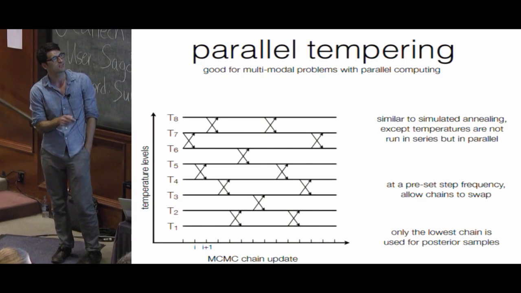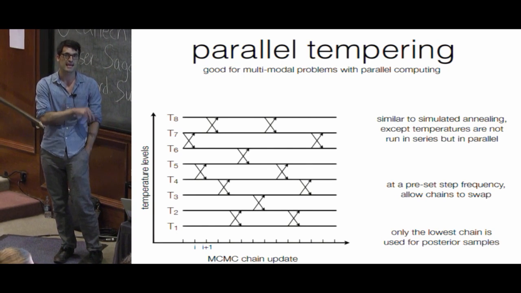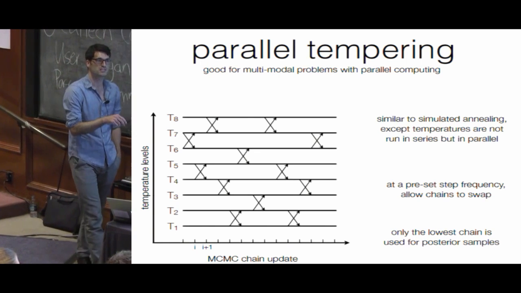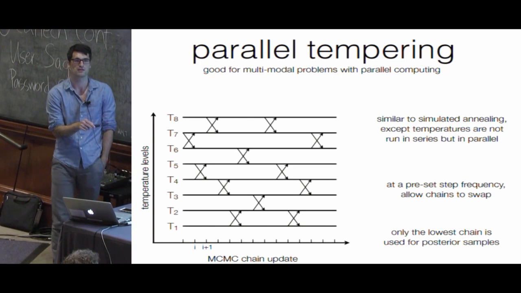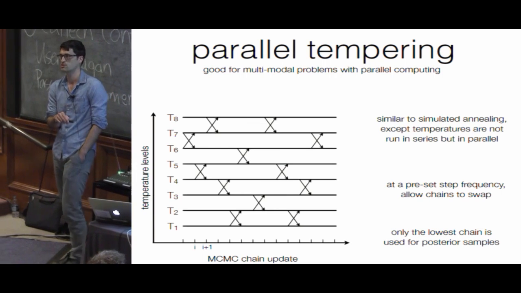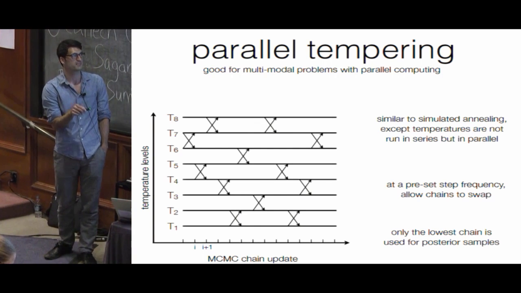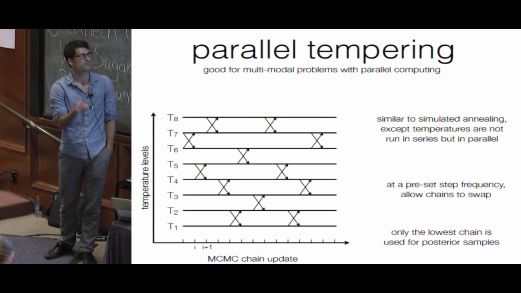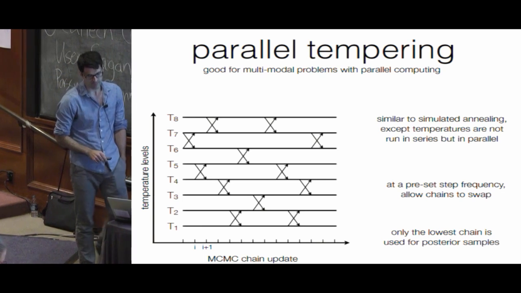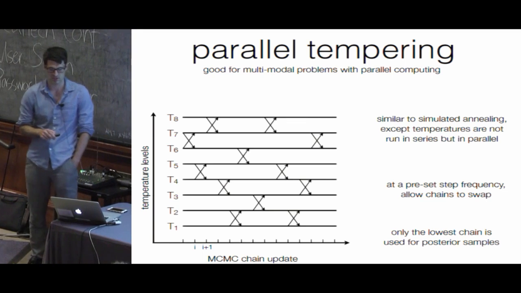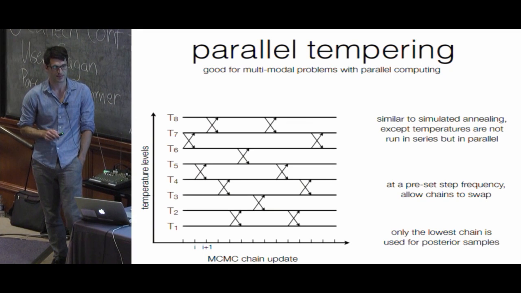The important thing is that in both simulated annealing and parallel tempering, your posterior can only come from the lowest temperature, basically the T1 chain. You shouldn't use the higher chains for your posteriors. So it's kind of wasteful in a way because you actually throw out all this information. You can use it to calculate the evidence, which is nice. So it does actually give you some advantages.